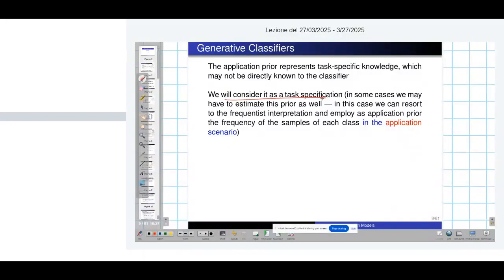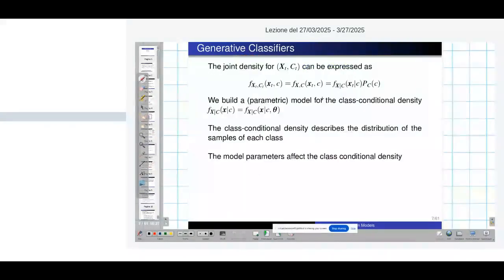So, for us, this is something that is related to the task that we want to solve. Typically, that means that whoever uses the classifier will plug in the prior probabilities, but as much as possible, we want this step to be separate from the learning stage where we learn the model of the data. So where we learn this part of the model.